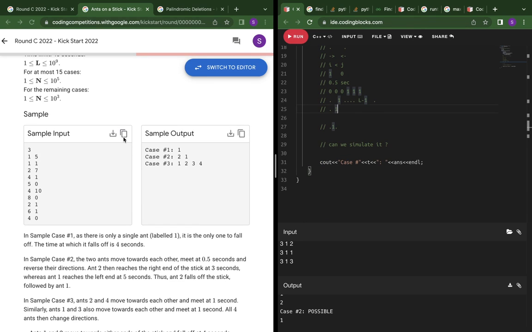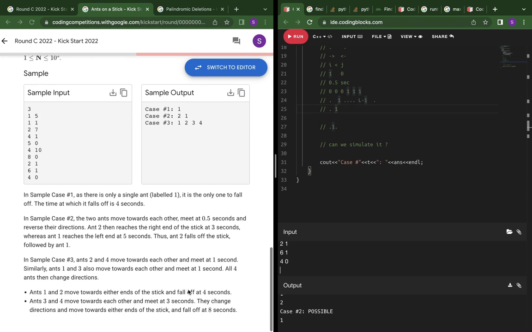Now let's take the input. Now the main problem arises, how to solve this.